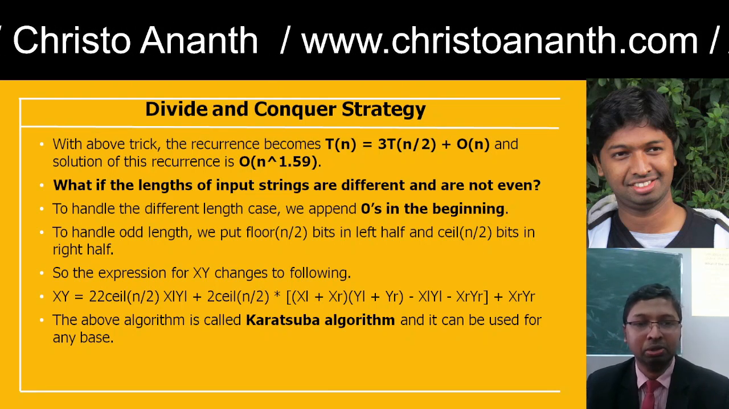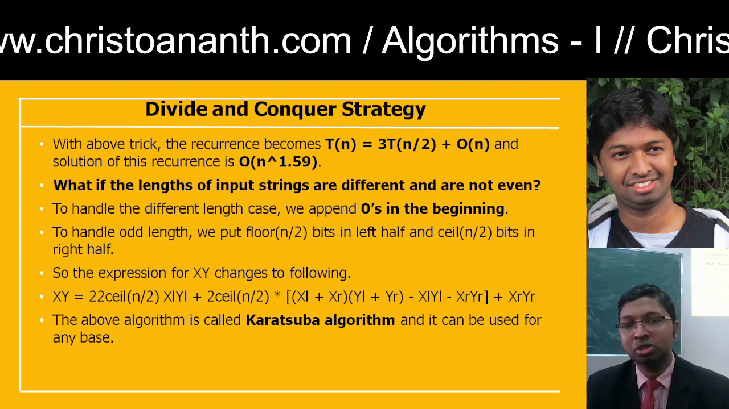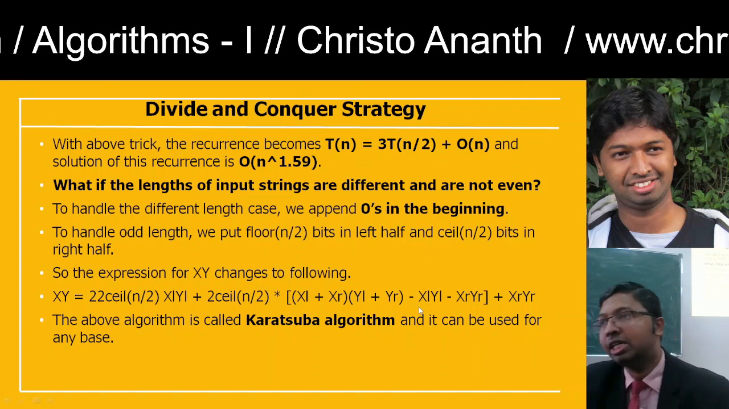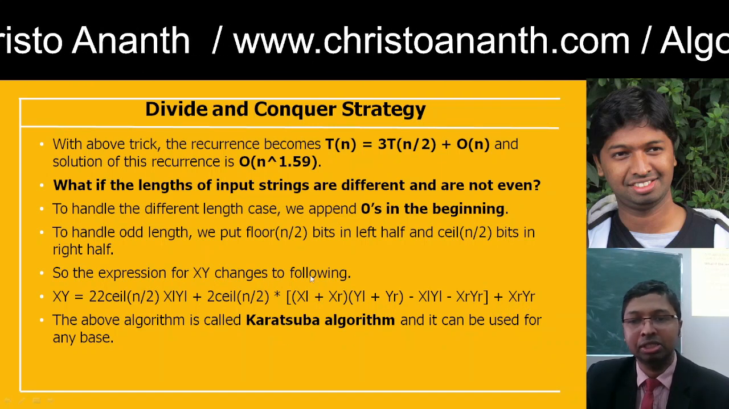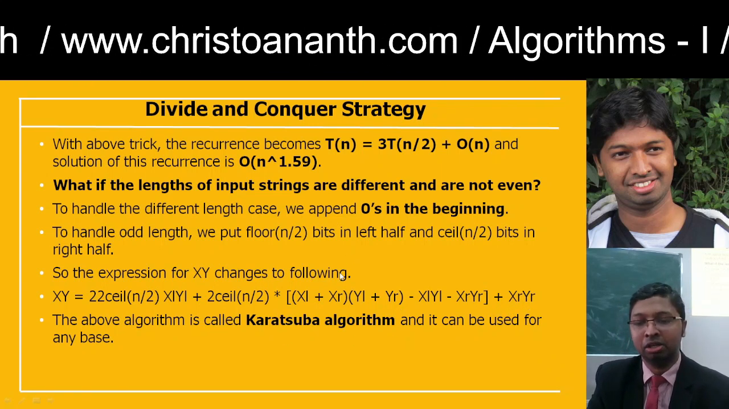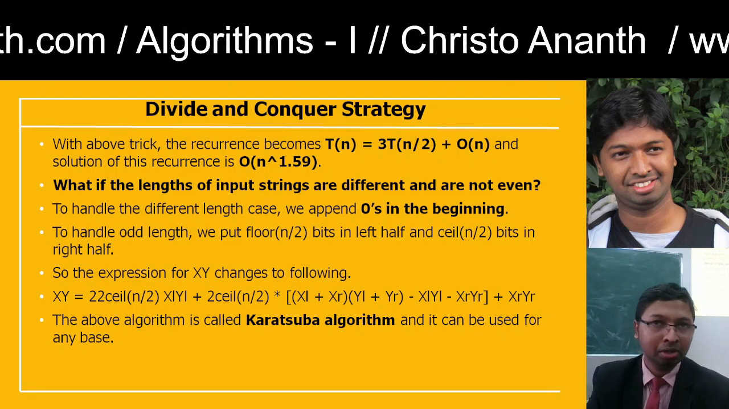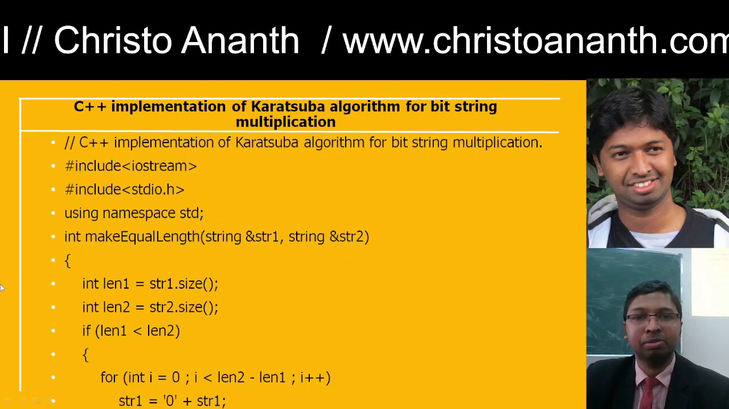So maybe xy is equal to 2^(n/2) xl + 2^(n/2) multiplied by (xl + xr)(yl + yr) minus xl yl minus xr yr, plus xr yr. So this is what you go with in the Karatsuba algorithm, and you can use it for any base. Okay, maybe 2, 4, 6, 8 and so on. So this is a C++ implementation.